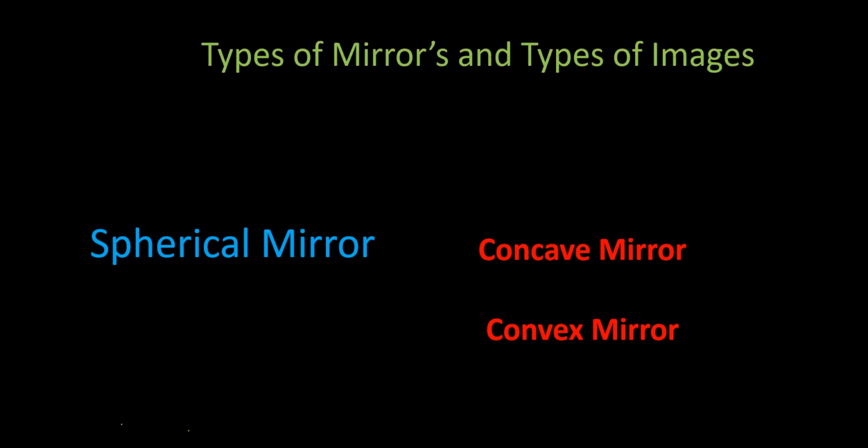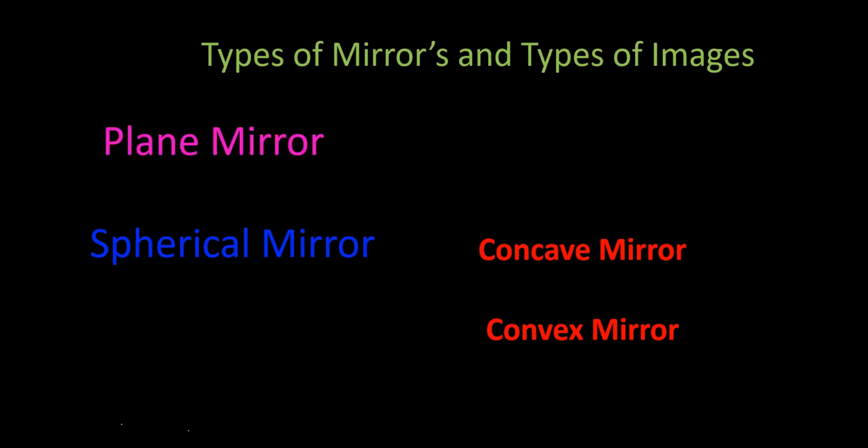The types of mirrors and the types of images that these mirrors form. There are two types of mirrors. One is a plane mirror and another is a spherical mirror. And there are two types of spherical mirrors. One is a concave mirror and another is a convex mirror.